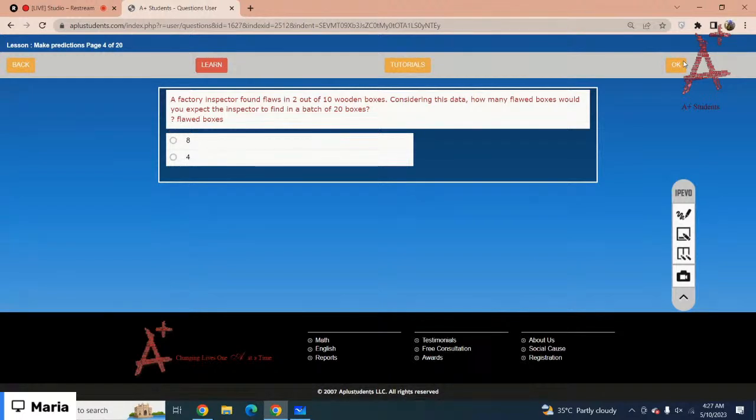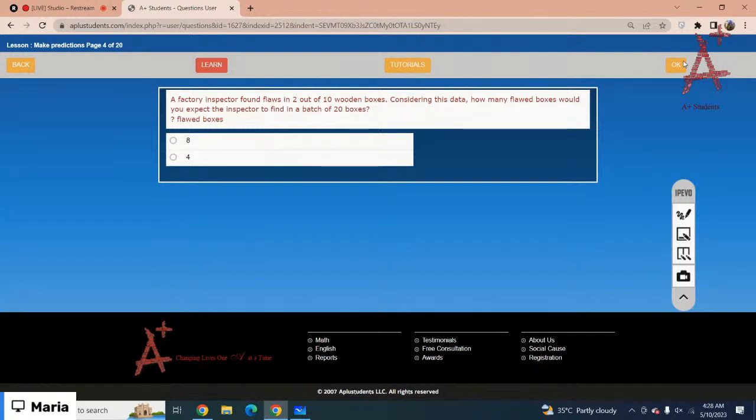Okay, a factory inspector found flaws in 2 out of 10 wooden block boxes. Considering the data, how many flawed boxes would you expect the inspector to find in a batch of 20 boxes? So just calculate the probability from 2 out of 10. It would be 2 out of 10. That means it would be 1 out of 5. Got it? The probability of wooden boxes that are flawed is 1 by 5. Just multiply 1 by 5 times 20.